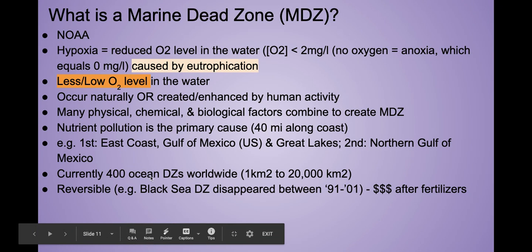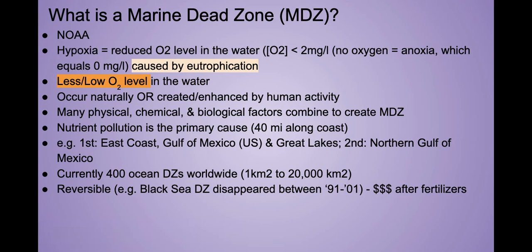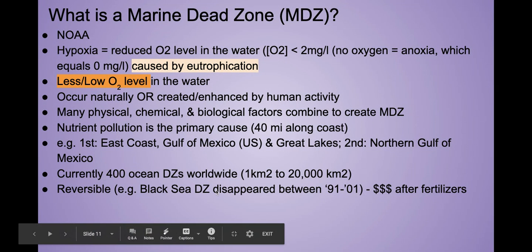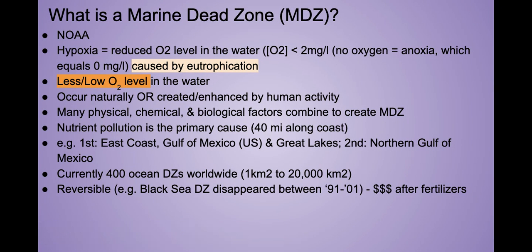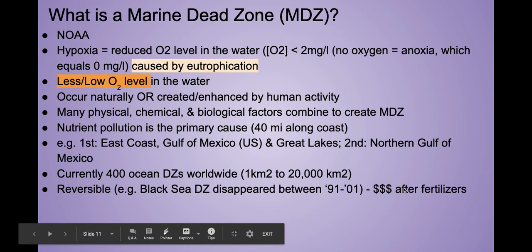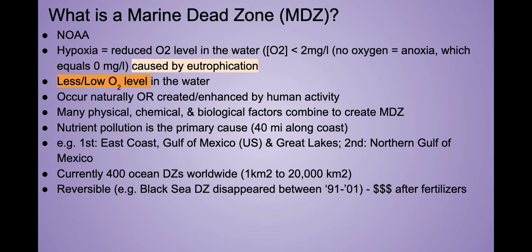Now, right now, we have about 400 ocean dead zones worldwide. So that is a lot of places worldwide just of dead zones. Now, some of these dead zones can be reversible. For example, the Black Sea dead zone disappeared between 1991 and 2001, but they spent millions of dollars to recover that. But what happened was right now we have fertilizers, and that's the problem for the Black Sea dead zone. So after fertilizers, I don't know how reversible this is because it's again turning into a problem.